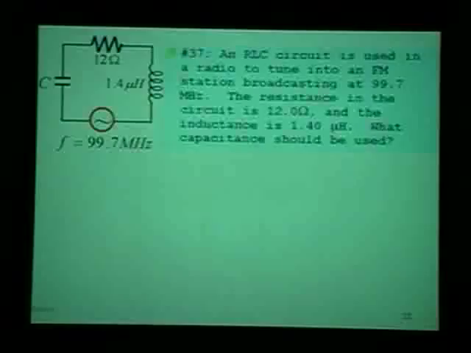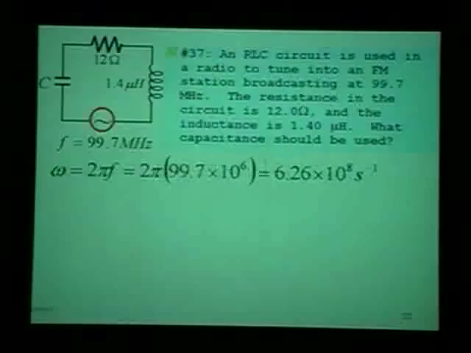Let's try an example. Here's an RLC circuit used in a radio to tune to an FM station broadcasting at 99.7 megahertz. The resistance in the circuit is 12 ohms. The inductance is 1.4 microhenries. What capacitance should be used? Well, we want to tune this circuit to 99.7 megahertz.